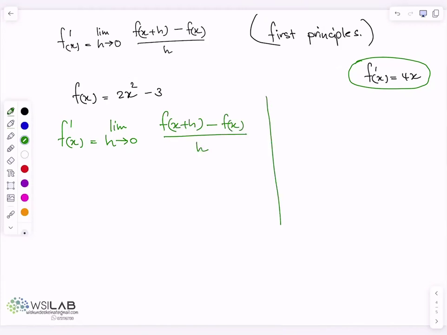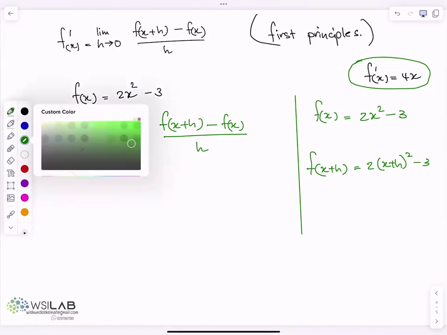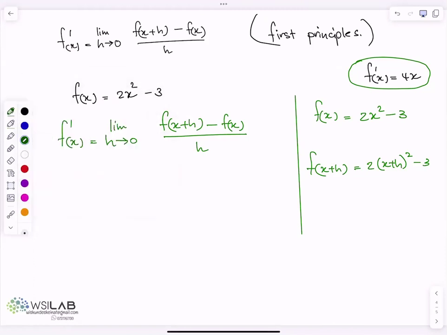So some students go to the side or on a different piece of paper and write f of x and f of x plus h out. f of x is easy, that's just 2x squared minus 3. And f of x plus h is 2 bracket x plus h squared minus 3. Tell me that you understand exactly how I got that. Doesn't the x value become x plus h? Yes, exactly. That x value was just substituted with a bracket x plus h.